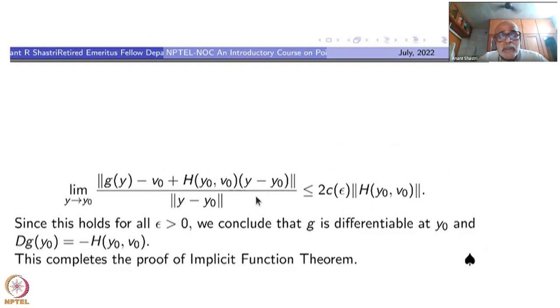This limit tells you that G is differentiable at v naught with H as its derivative. That's the definition of differentiation. Sorry, minus H as the derivative. There's a plus sign here. So this completes the proof of part B and thereby completes the proof of the implicit function theorem. I recall that in the original statement, there was a T inverse here. But now in the modified statement, we have made T the identity map. That's why the T doesn't appear here. So that is the proof of the implicit function theorem.